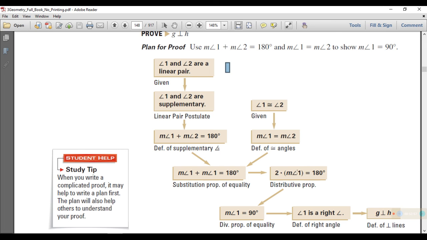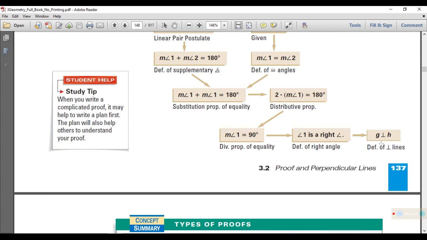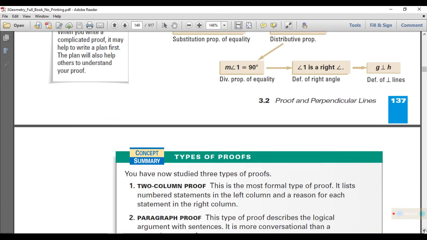2 times the measurement of angle 1, twice the measurement of angle 1, is equal to 180. And using division property of equality or multiplication property of equality, divide both sides by 2, you will end up with 90. So, measurement of angle 1 is a right angle. Therefore, line G is perpendicular to line H. Definition of perpendicular lines. Ganyan lang siya.